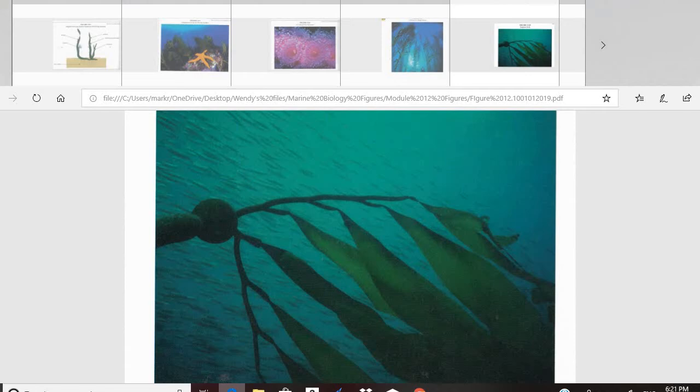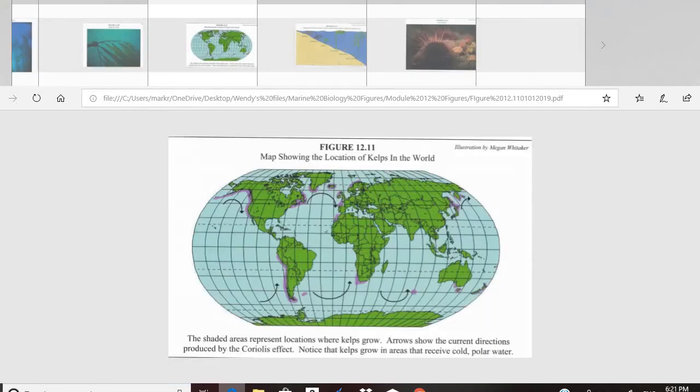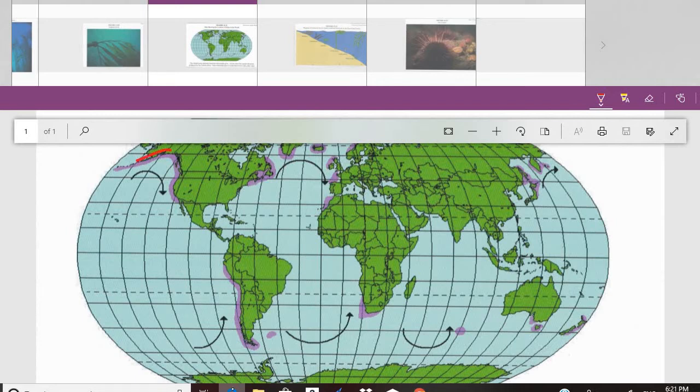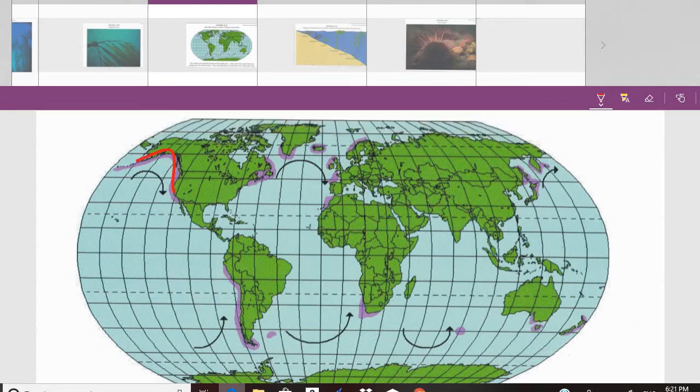We tend to get, let's see, this figure shows where the kelp forests grow. So if you look at this map of the globe, the purple areas are where we get kelp forests growing. So in general, we said that they grow in cold water, and so in all of these areas up here, we're close to areas where there is cold water that gets circulated around.